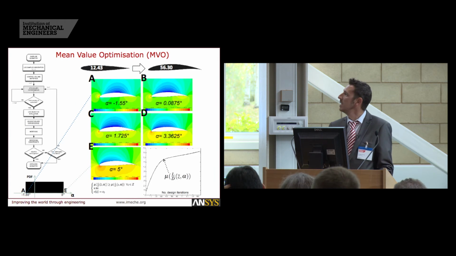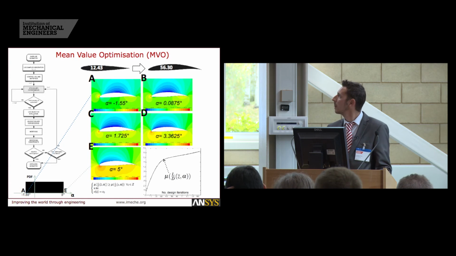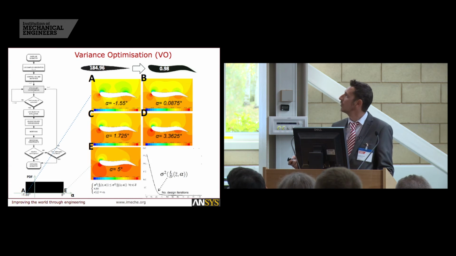So here for the mean value optimization, we can see the sort of ranges of lift to drag ratio that have been produced, starting at 12 and moving up to over 50 with the MVO approach. Using the variance optimization, we can see on the right here that we've significantly reduced the variation.